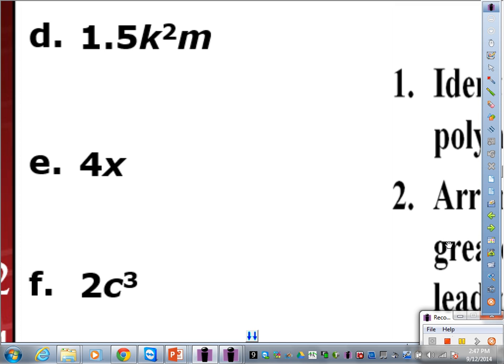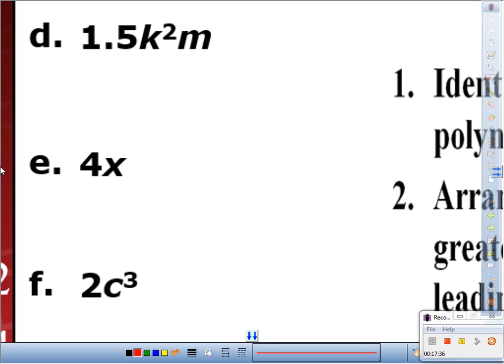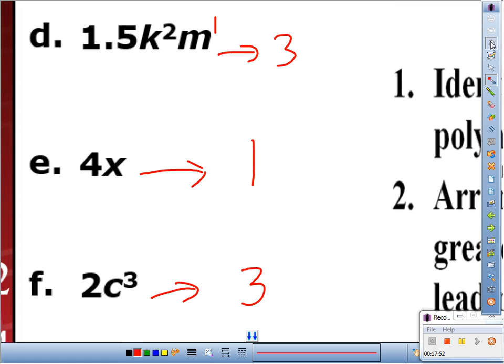Okay, here we go. This one. I know it's warm in here. Here we go. This one is 3rd degree. This one is 1st. And this one is 3rd. Hands if you got 3, 1, and 3. That is correct. Okay? So, now that we know how to identify, everybody look up.